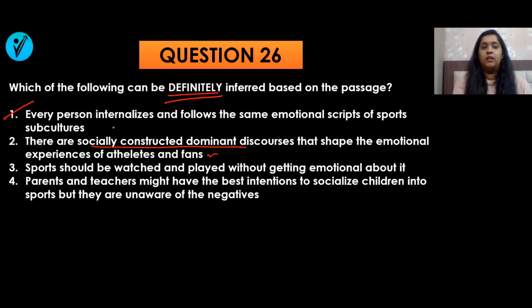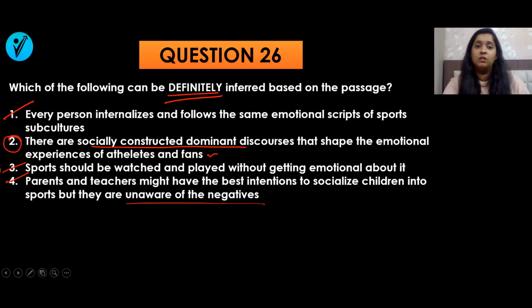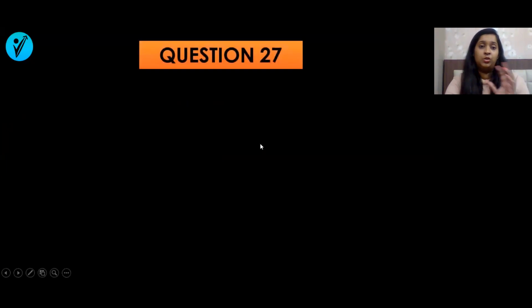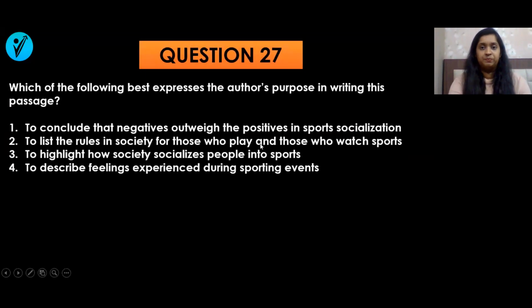So I'll hold on to this. Sports should be watched and played without getting emotional about it. This is not something that we can infer after reading the passage. Parents and teachers might have the best intentions to socialize children into sports, but they are unaware of the negatives. This is not something that we can definitely infer. Infer is conclude. So what we can conclude is that there are socially constructed dominant discourses that shape the emotional experiences, there are such dominant restrictions.